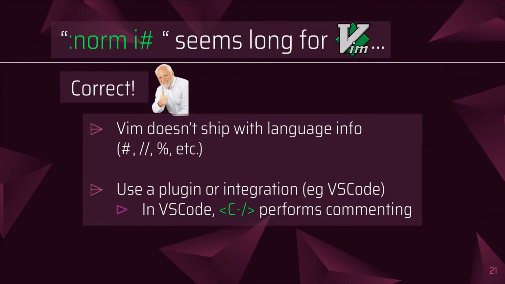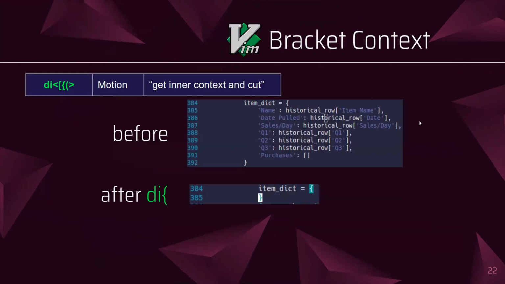If you would like that language info, you should get a plugin or you should use an integration like VS Code. Every time I'm using VS Code, I just press Control/ and then it does it automatically. And it's correctly indented, which the norm command I just showed you is not. This is correct for default Vim, but really you should just be using plugins or integrations to make your workflow a lot faster.